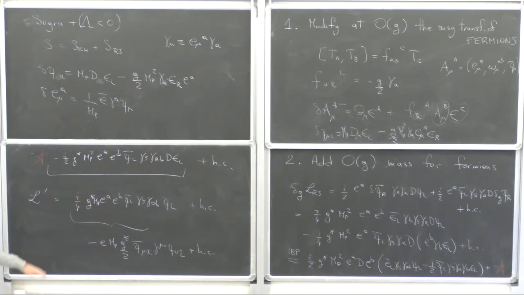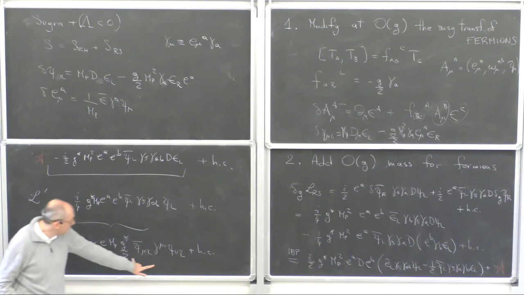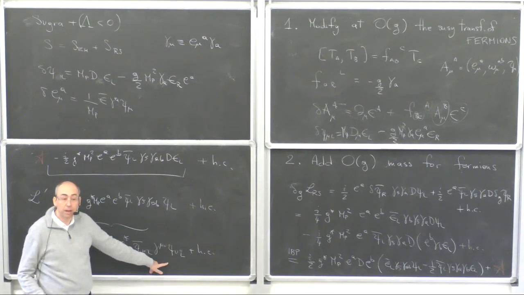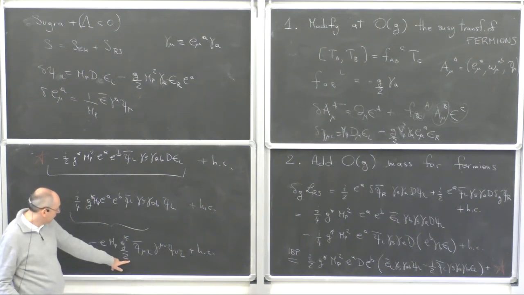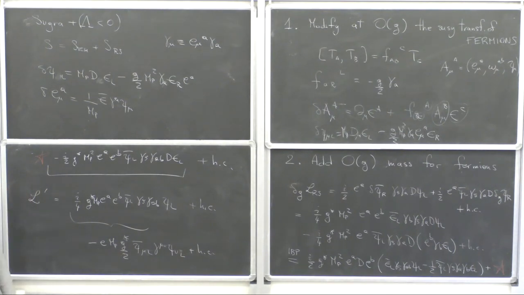Okay? And you remember when we wrote down the Rarita-Schwinger action with a mass term, this was exactly the mass term, psi bar mu, gamma mu nu, psi nu. And this is a mass. It's of the order of the Planck mass with a coefficient that is specified by this G. Of course, it's complex, but the phase, I mean, these are fermions, the phase is not important. Okay? So, when you want to introduce a cosmological constant, you modify at order G the supersymmetry transformation rules of the fermions, and if you do that, you're forced to introduce a mass term for the fermions. Okay?